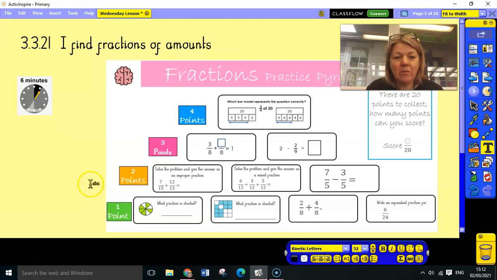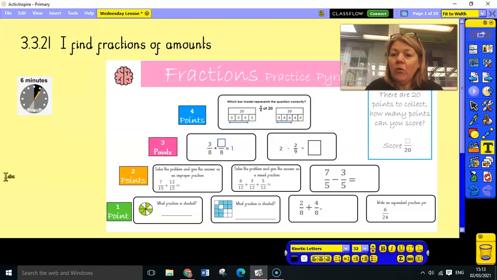If you wanted to do level 2, you've got a problem to solve, 2 problems to solve, 3 problems to solve. 3-point question, what could the missing part be? And what's the answer to this calculation? And 4 points is thinking about which bar model represents the questions correctly.